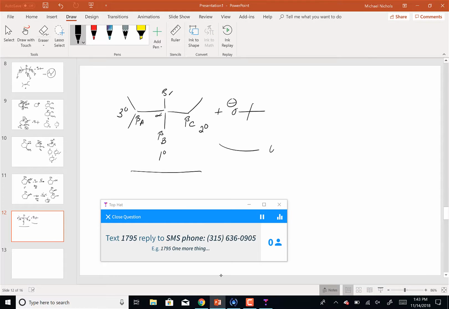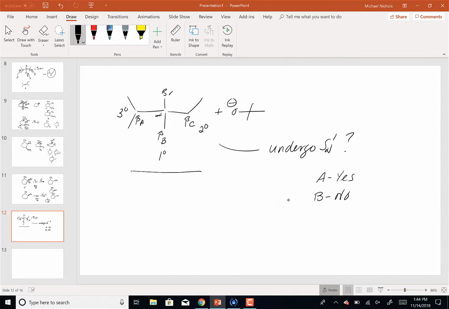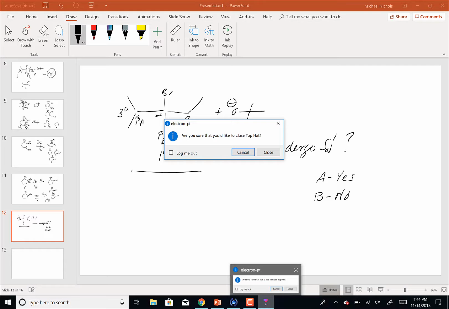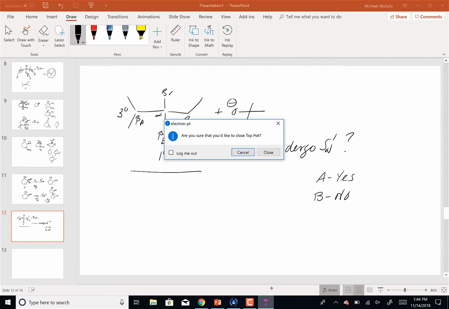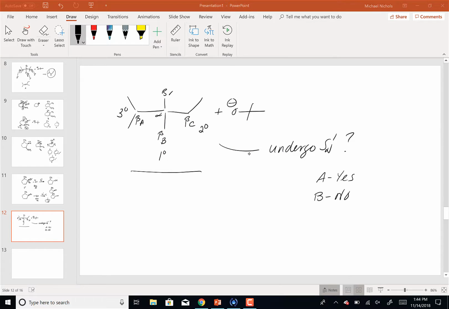So, can this undergo SN1? Good, nobody's answered yet because I was anticipating answers flowing in when I haven't said that A would be yes and B, it's in the wrong class. So were people going to answer? Oh no, where'd it go?